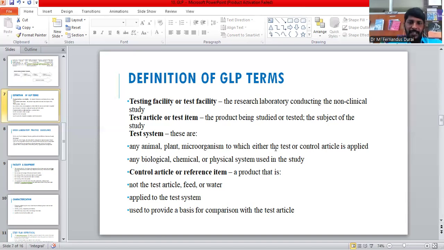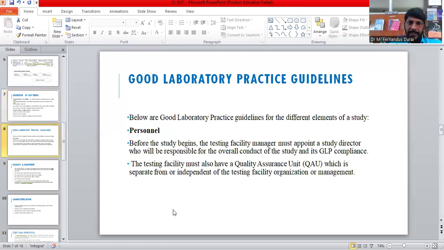So the control system will be one. This is the system that will be applied for the test: any biological, chemical, or physical system used in the study. The control article or reference item is a product that is not the test article, or feed or water, applied to the test system, and used to provide the basis for comparison with the test article.